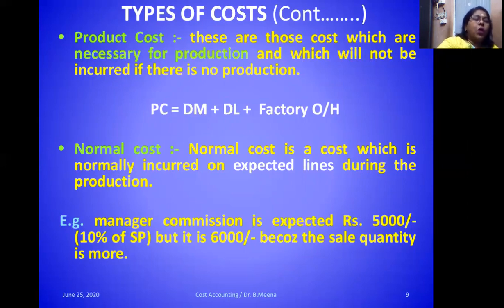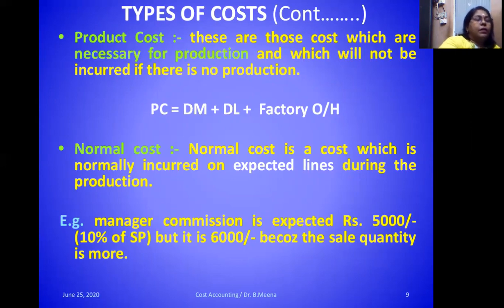And next is normal cost. Based on normality, we have normal cost and abnormal cost. What do we mean by normal cost? Normal cost is the cost which is normally incurred on expected lines during production. Okay, manager commission is expected to be 5,000, say 10% of the selling price, but it is 6,000 because if the sale quantity increases, the manager commission also may increase. So this is an example I can give for normal cost.